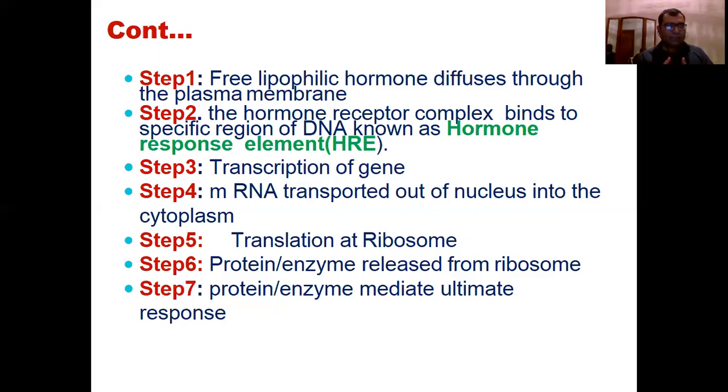each receptor has a specific binding region for the hormone and another region for binding with DNA. The receptor alone cannot bind to DNA unless it binds to the hormone. When the hormone is bound to the receptor, the hormone receptor complex binds to a specific region of DNA known as the hormone response element. Step 3 is transcription of the gene.